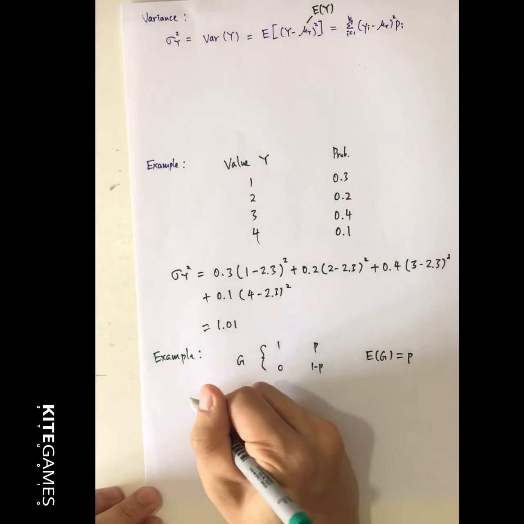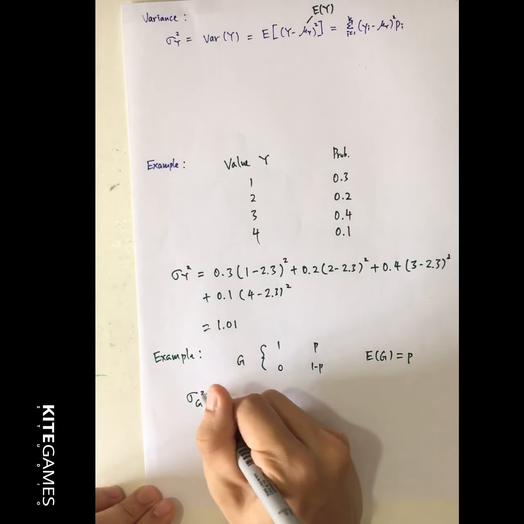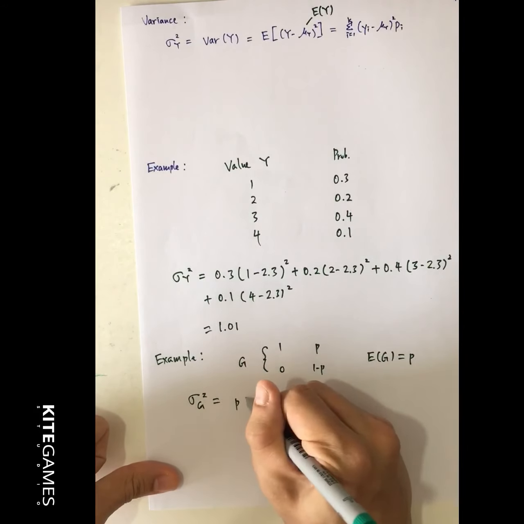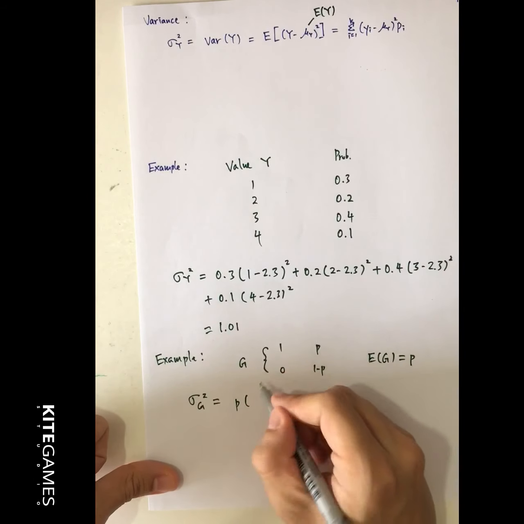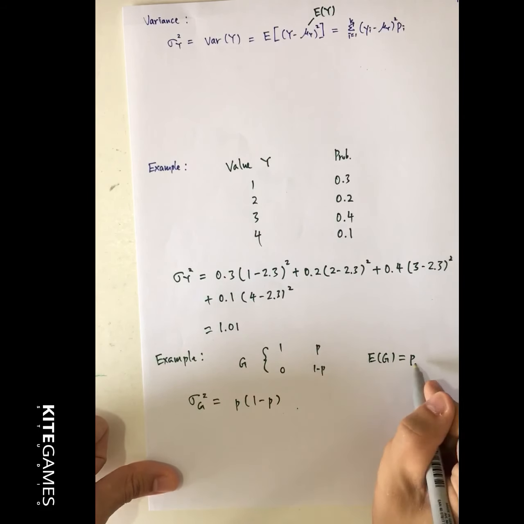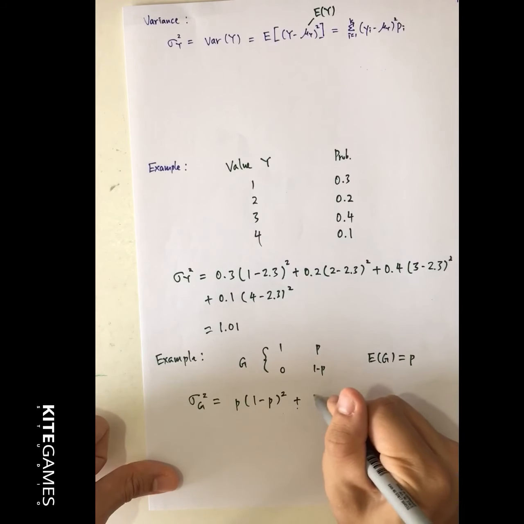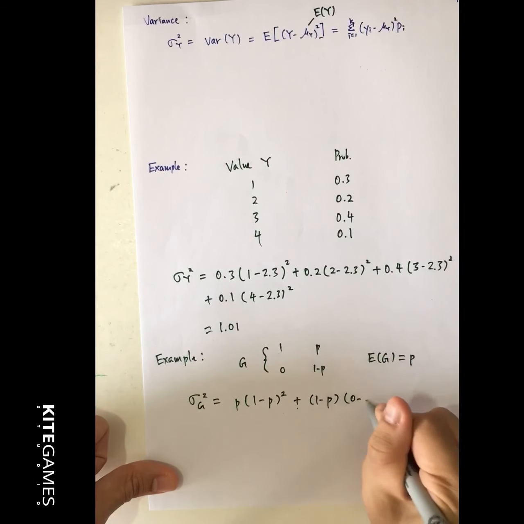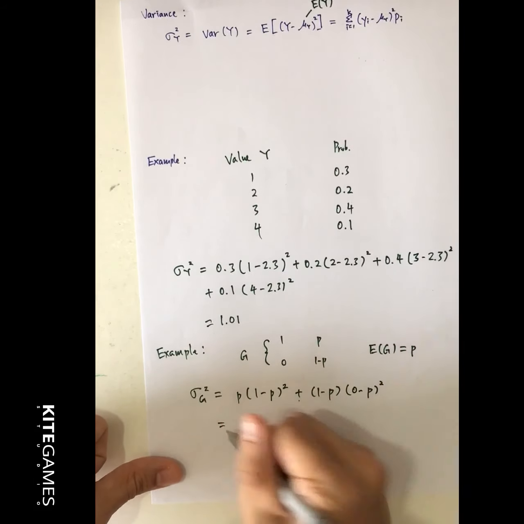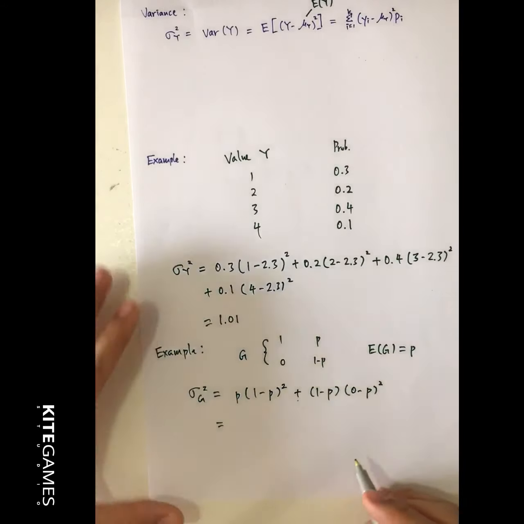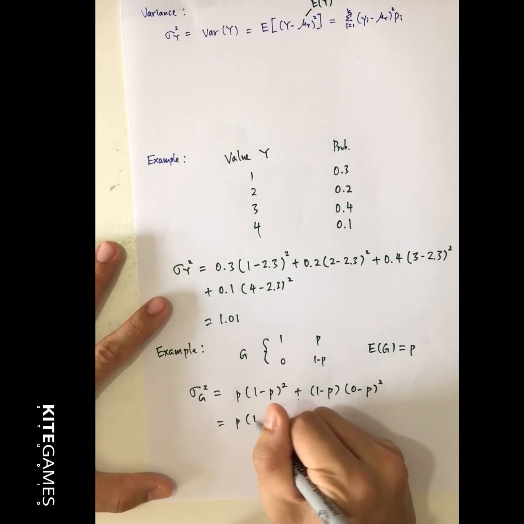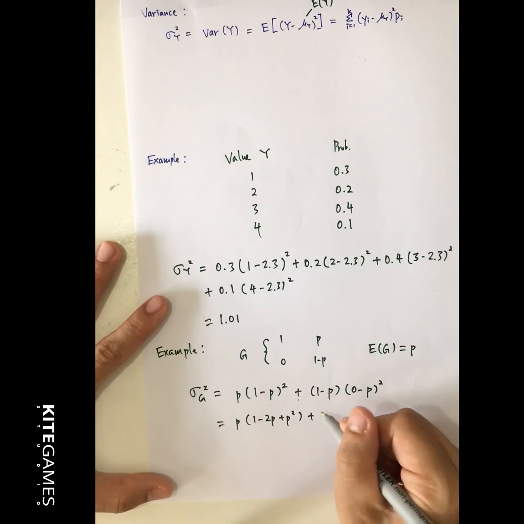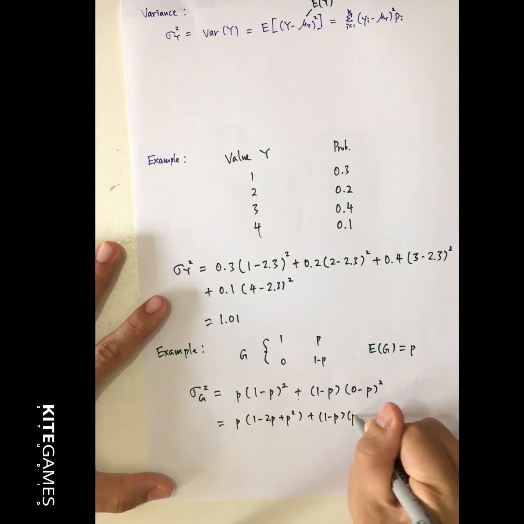So how to find the variance? The variance is simply equal to the probability p times the value of g, 1, minus the mean. Mean is p. Take the square term, then plus the probability 1 minus p times the value of g, 0, minus mu, then take the square. So what is it equal to? It equals p times 1 minus 2p plus p squared, plus 1 minus p times p squared.